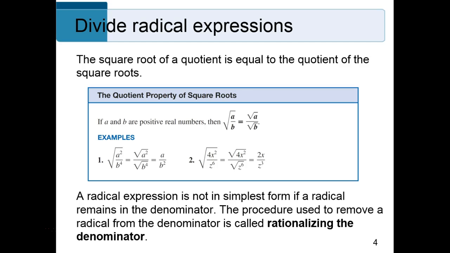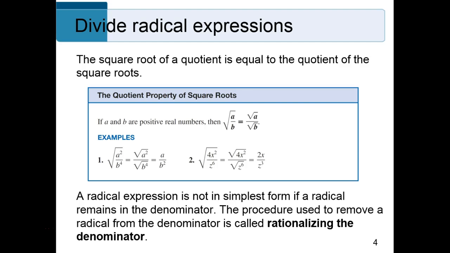This is not the simplest form. That is simpler than that, but they're just showing it for illustration. But that's not allowed. Okay? Keep working on it until you get rid of the radical.